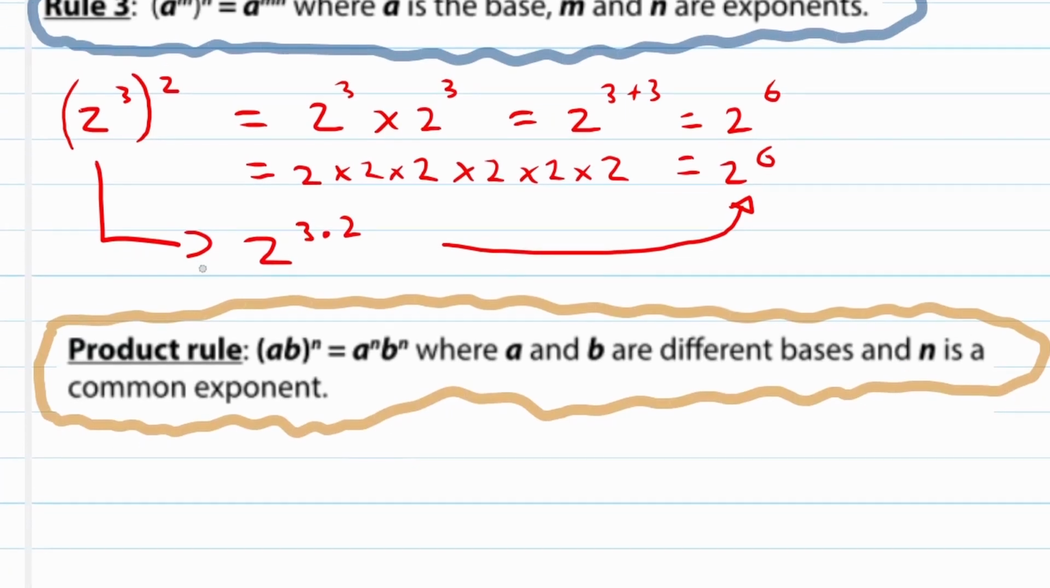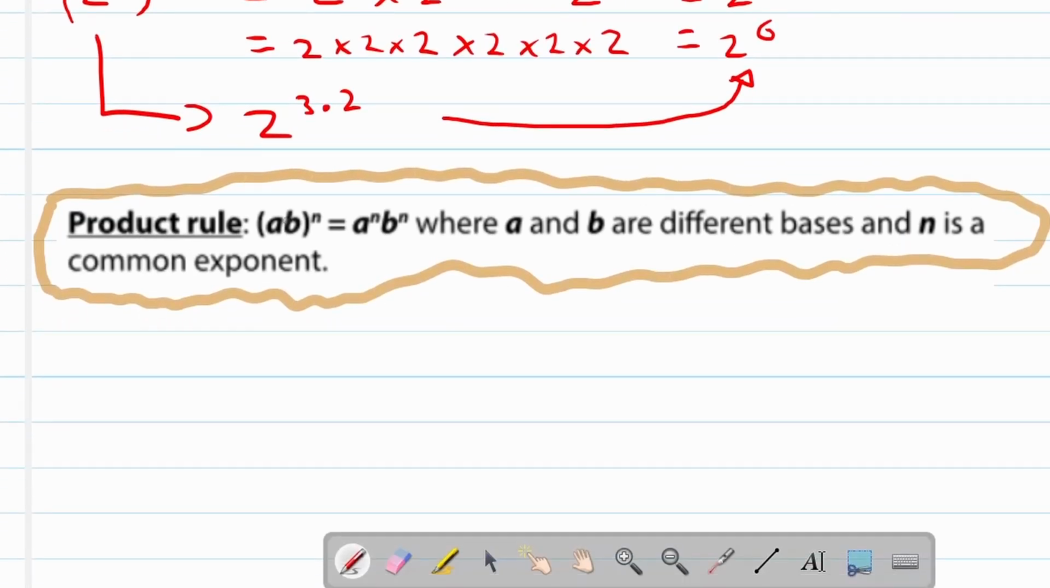That brings us to the final rule, the product rule. And that's when we have two numbers being multiplied with each other and their product to the power of an exponent, n. If that's the case, we can then apply that exponent to both of those numbers inside the bracket. This only works with multiplication and division. It does not work with adding and subtracting. Very important. It doesn't work with adding and subtracting, only with multiplication and division.